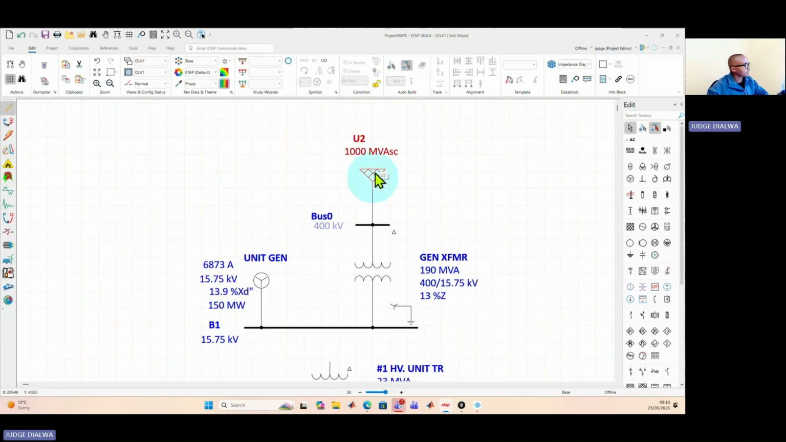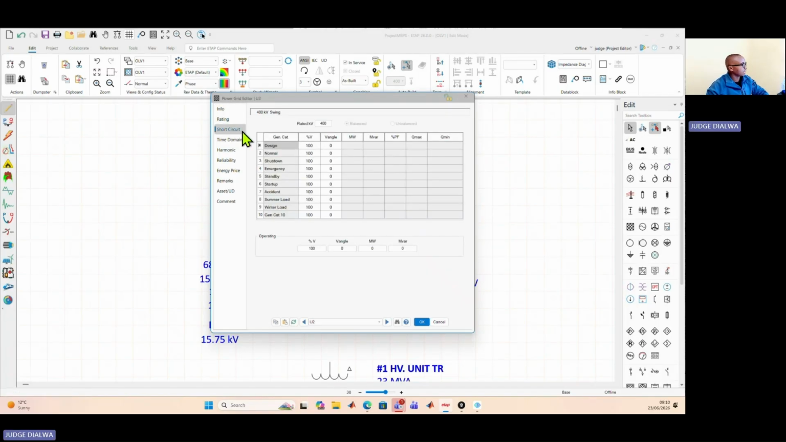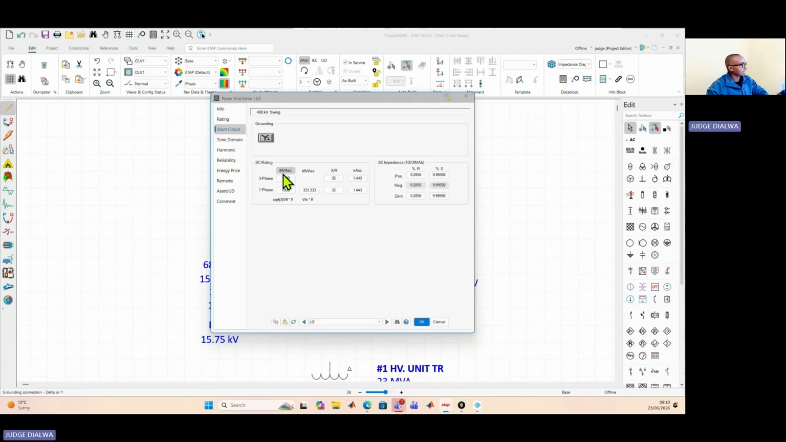Our utility grid, there's the 1000 MVA utility grid. It's a 400 kV utility grid. Short circuit rating is 1000 MVA. The X/R ratio, like we saw in the last video, was provided. It's 35. Then ETAP calculates the kA for you, or the symmetric short circuit current for you. And then this is what we had to calculate in our last video.